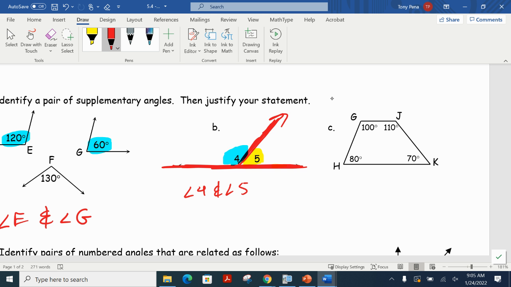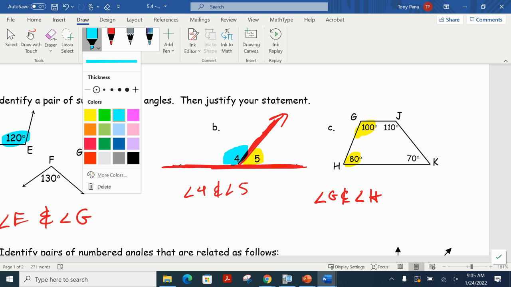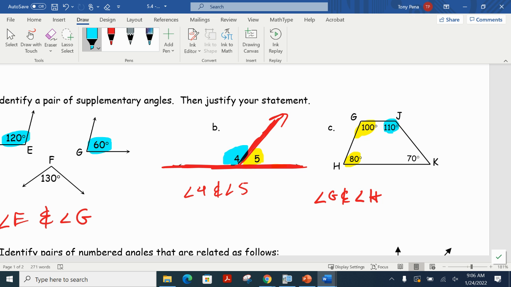She said G and H, so angle G and angle H, because if we added those, they obviously have to be 180 degrees. But she also recognized that there's another set, like angle J and angle K. If we did 110 plus 70, those also add up to be 180. So angle J and angle K, you would say, are supplementary as well. So we have a couple of them in this case.